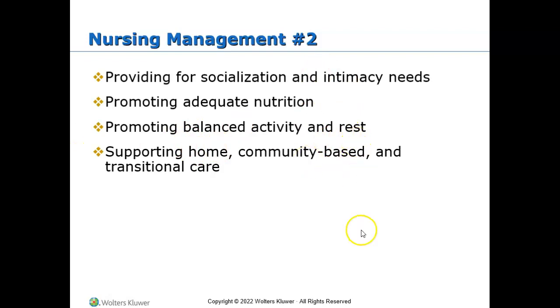Promoting balanced activity and rest. So I feel like a lot of your patients, when you get to long-term care, and I keep saying patients because I came from hospital, so every time I say patients, say residents for me. So try to get your residents to get up out of bed and do an activity. I find that a lot of them end up staying in bed for most of the day and they don't want to get up, but it's important for them to get up and get some exercise and some socialization.